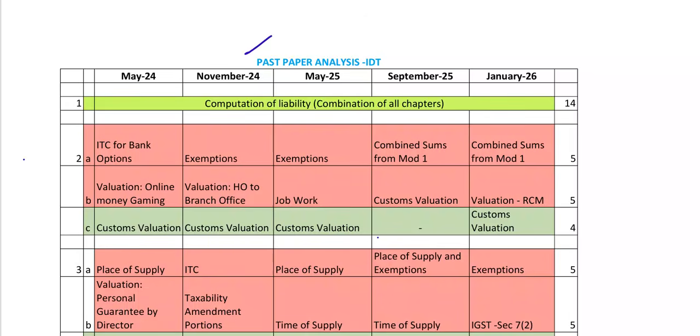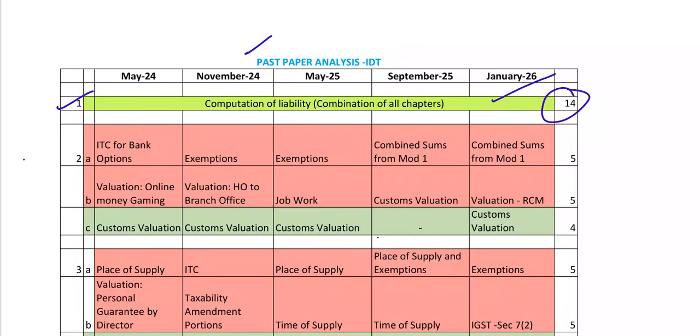In this video we are going to see the past paper analysis for your IDT, that is your past 5 attempts analysis. First question is going to be your computation of liability or computation of taxable value, whatever. It is for 14 marks and this is a compulsory question.